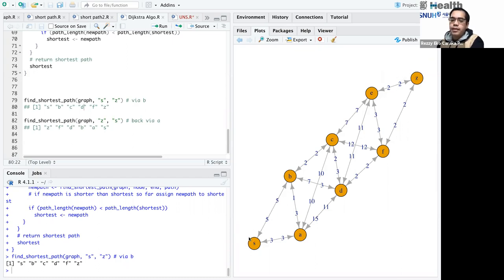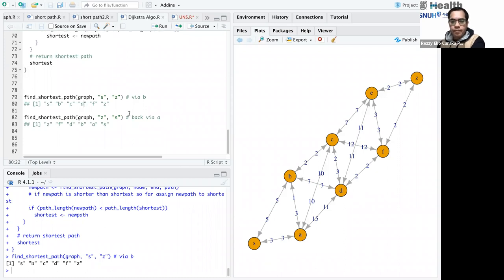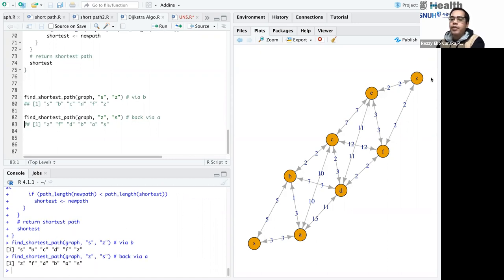If we start from S, we can go further to B, then further again to C, move to D, move to F, and move to Z. So this is our optimal plan using this criteria. So how about if we want to get S to Z? We can also get it like this. We can also start from S, move to F, move to D, move to B, and move to A, and finish at S.